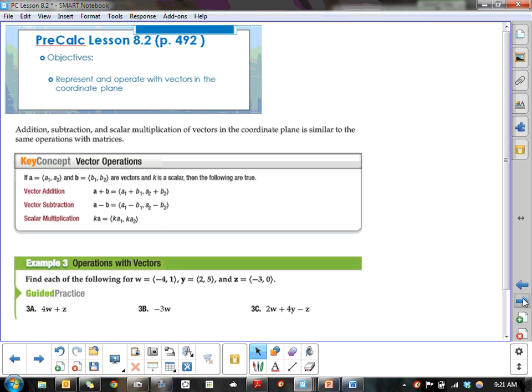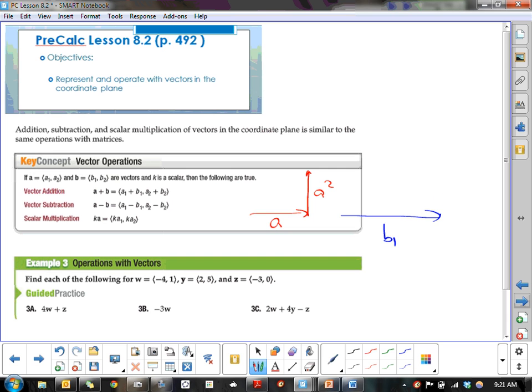And vector B is B1, B2. So you got something that's like, well, there's an A1 here and then an A2 like this. And then you got another one over here that's B1, and then another one here could be B2. Get the deal? They are components of a vector. I just threw a couple there. If they are vectors and k is a scalar, then the following are true.